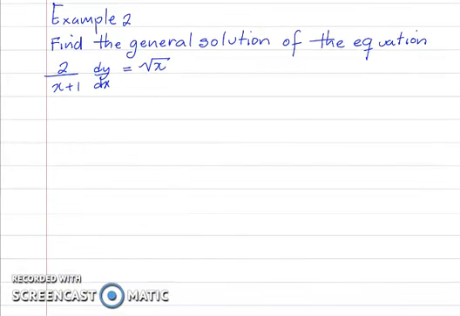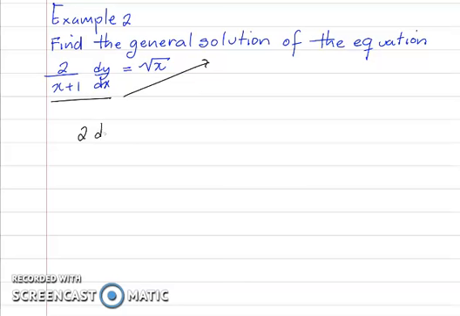Example 2. In example 2, we're asked to find the general solution of the equation 2 over (x plus 1) dy by dx is equal to the root of x. All right, what I'm going to do is take everything over here and bring it over here. So now I have 2 dy is equal to the root of x times (x plus 1) dx. Then I'm going to integrate both sides.